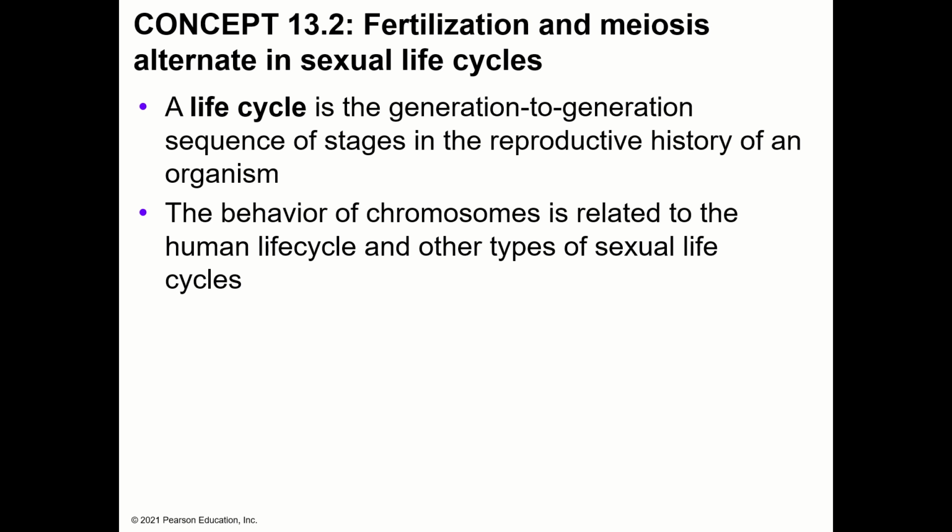Concept 13.2. Fertilization and meiosis alternate in sexual life cycles. A life cycle is the generation-to-generation sequence of stages in the reproductive history of an organism. The behavior of chromosomes is related to the human life cycle and other types of sexual life cycles.